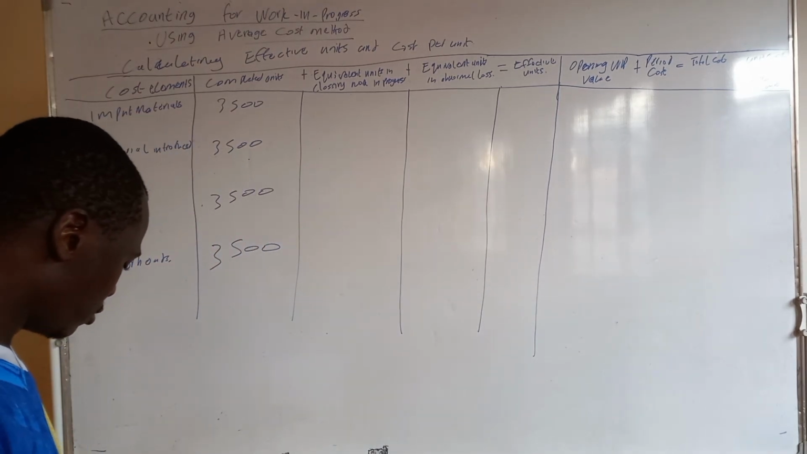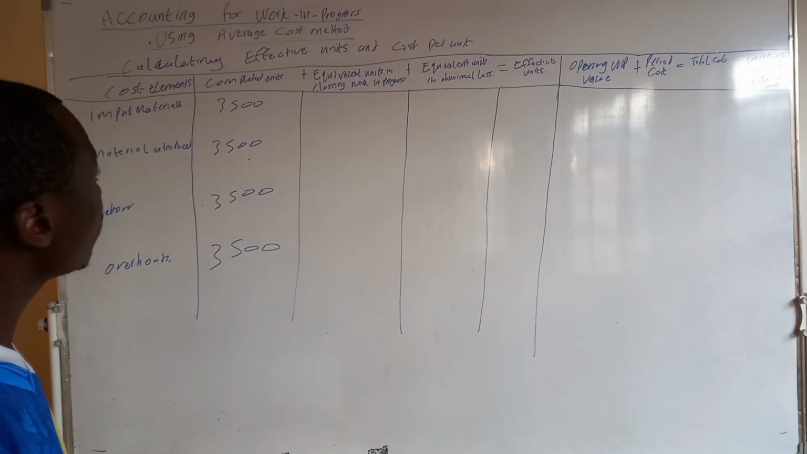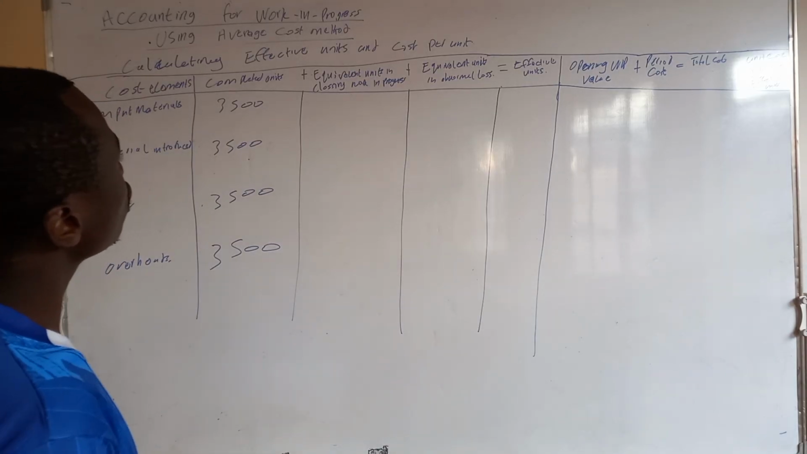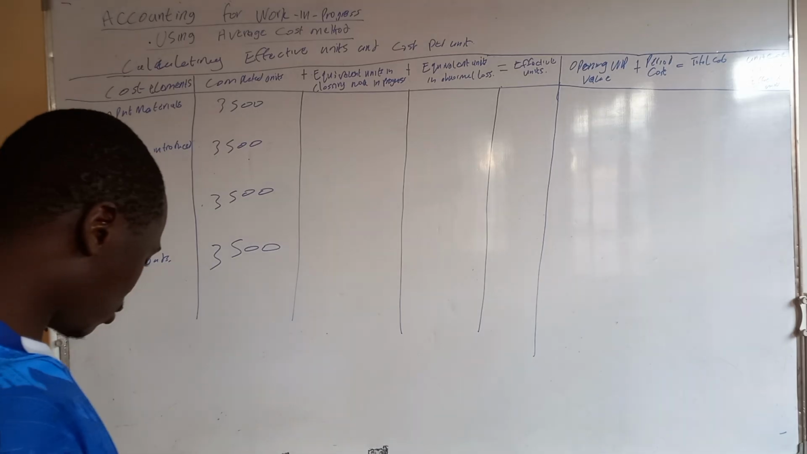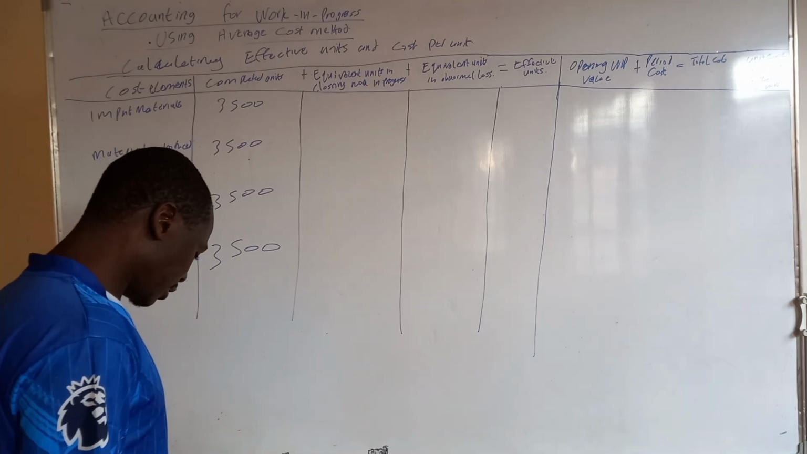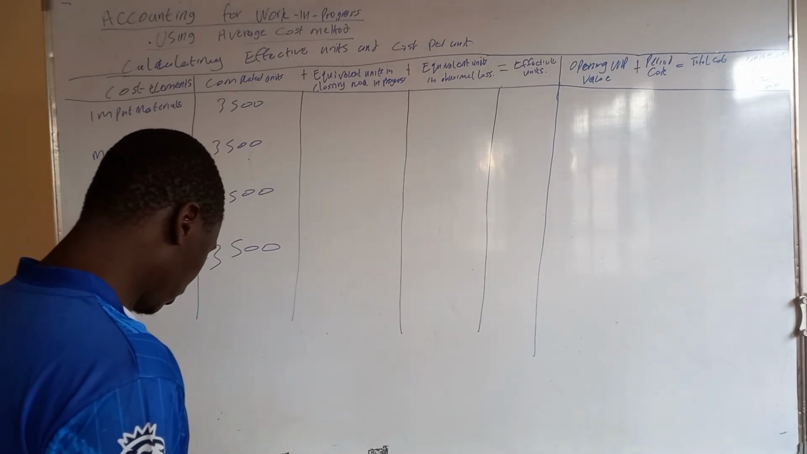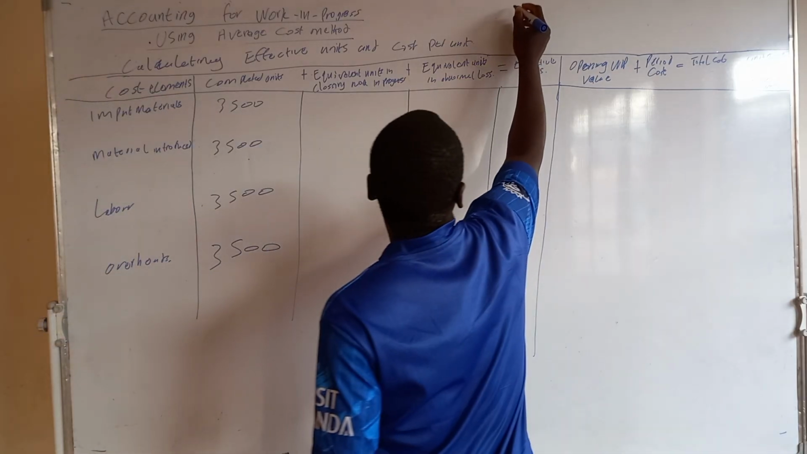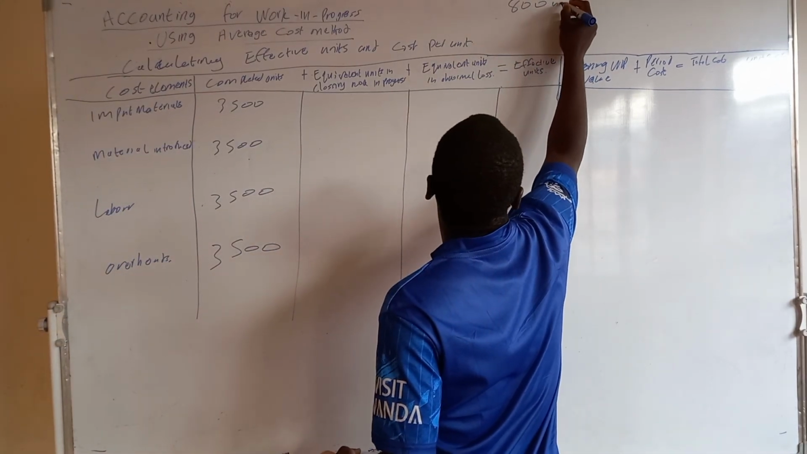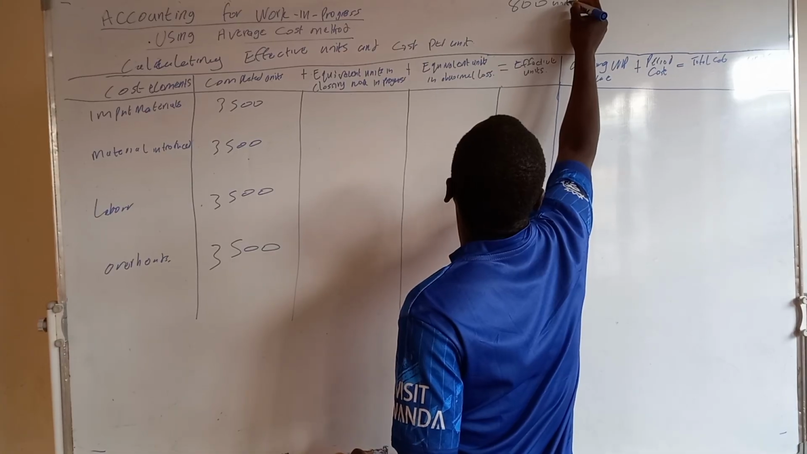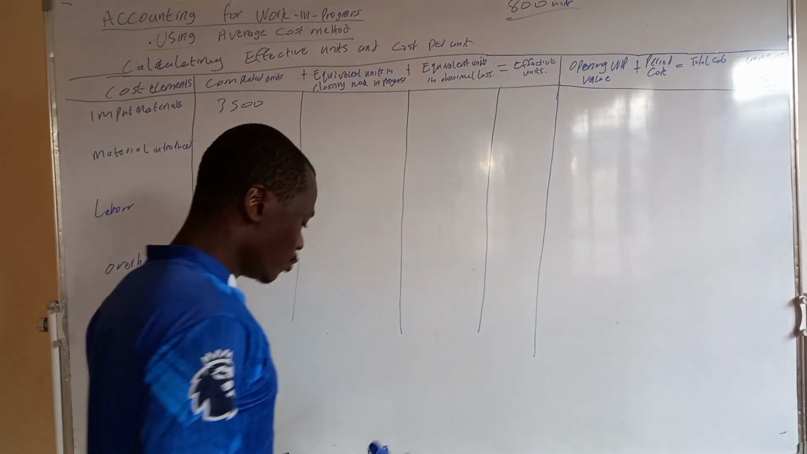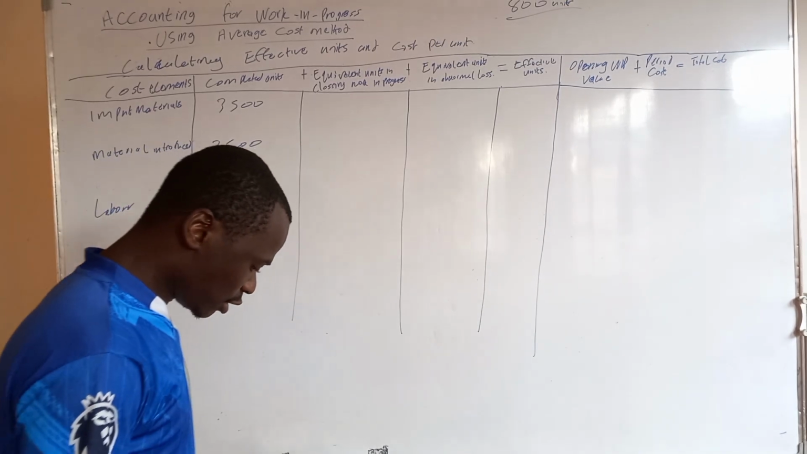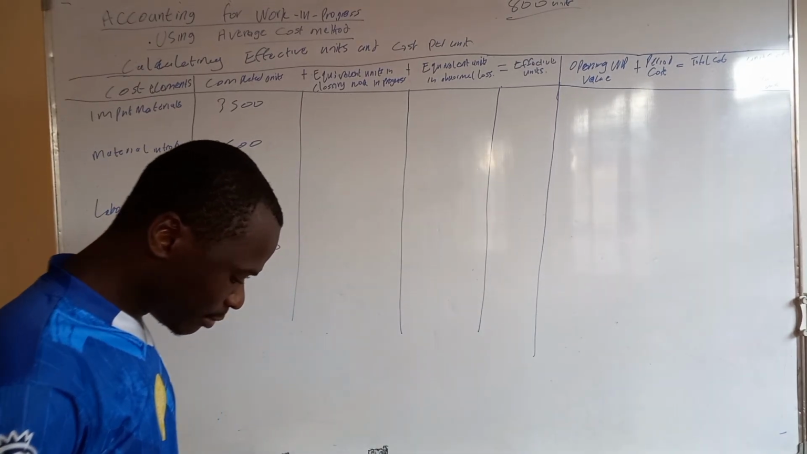Then we have equivalent units in closing work in progress. Closing work in progress, we had 800 units. Okay? We had 800 units. Now let us look at what happened. What happened then?